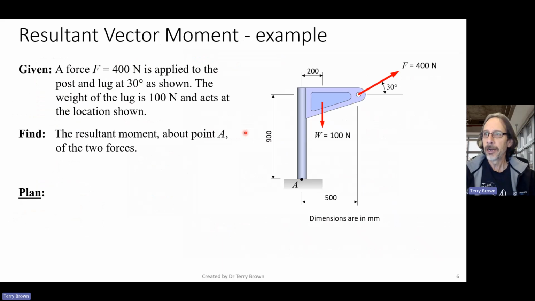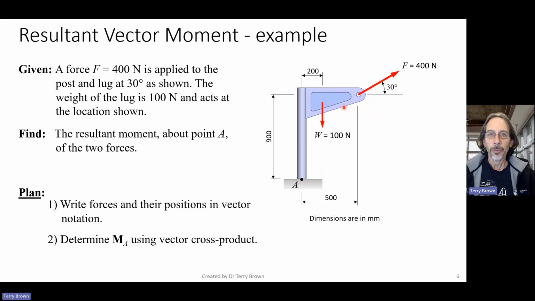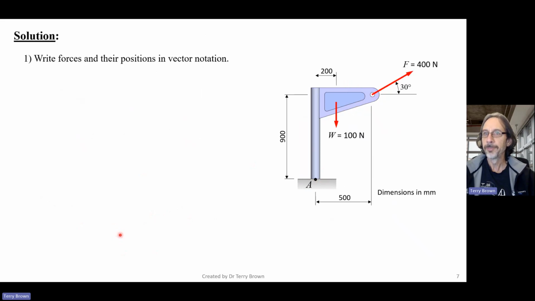So here's our example. We've got our post with the lug that we looked at for the scalar formulation of the moment equation. This time we're going to use the vector moment to work out the resultant moment about point A of these two forces. So what we need to do is write the forces and their positions in vector notation and then determine the vector moment using the cross product.